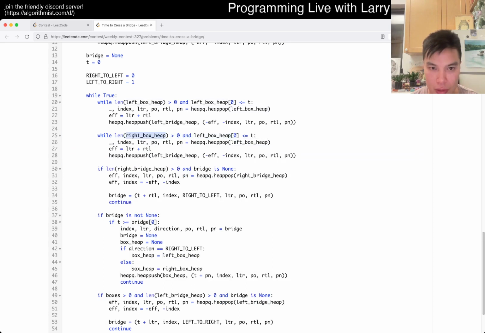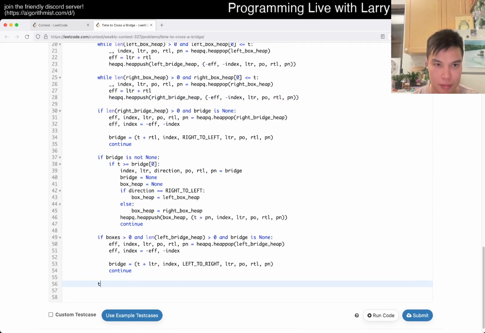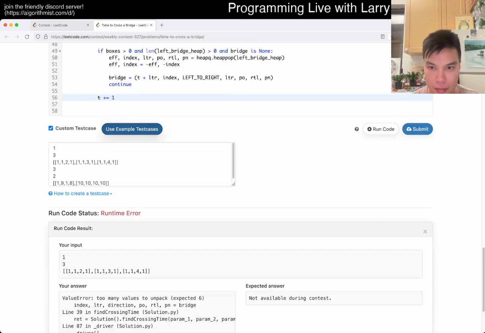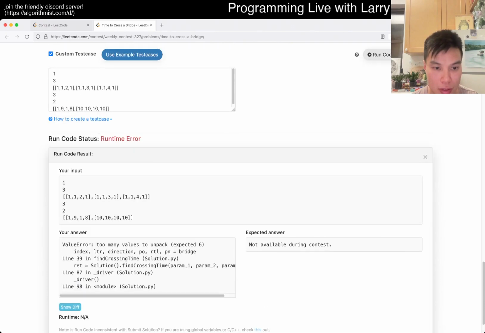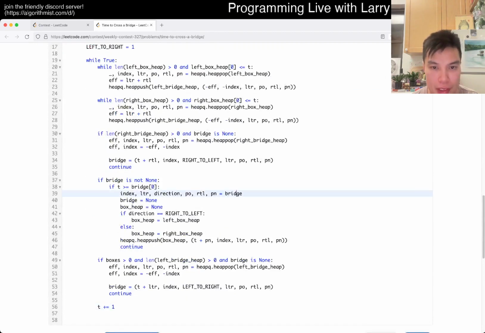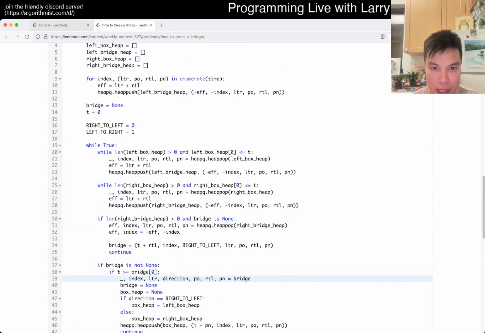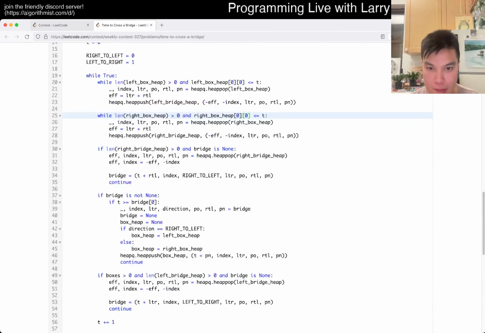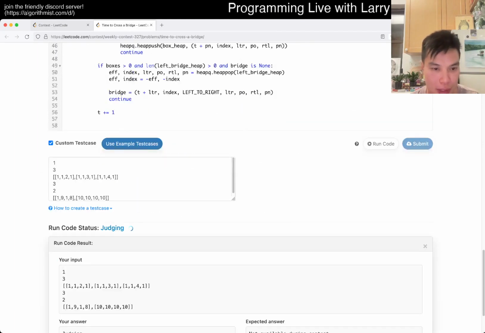Because right now it runs one at a time, which may be too slow. Line is that 39? Is that not what? Oh, there's a time component that I guess I just ignored. Right box heap of 0, 0. Oh, we don't break because I am an idiot, but that's fine.